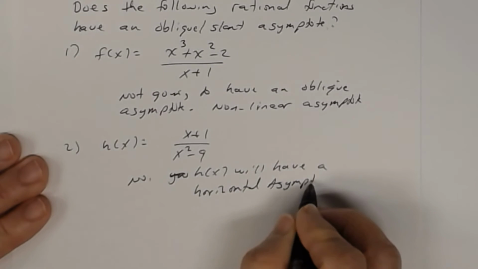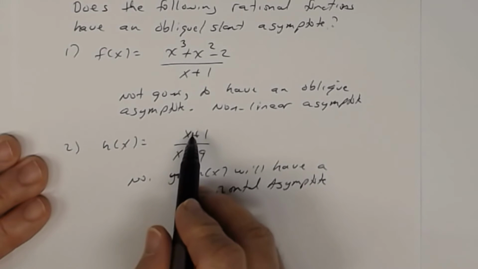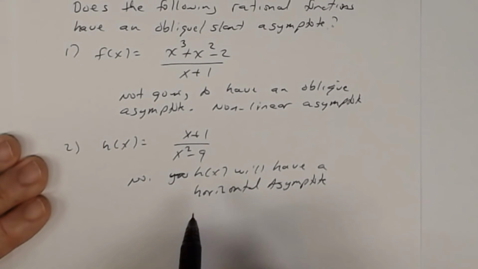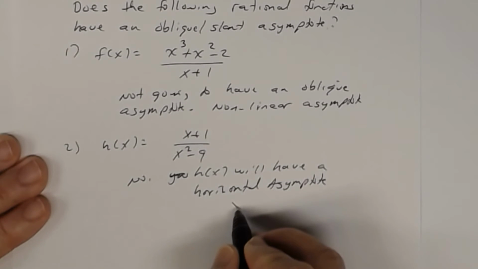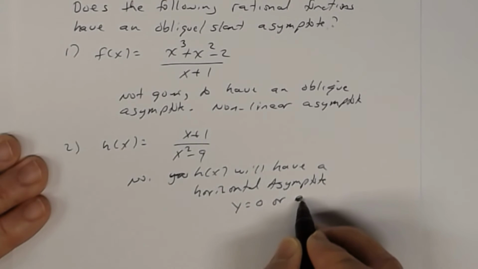And I'm hoping you remember what that horizontal asymptote is. If the degree of the numerator is less than the degree of the denominator, remember the horizontal asymptote is the x-axis, or y equals 0. They mean the same thing.